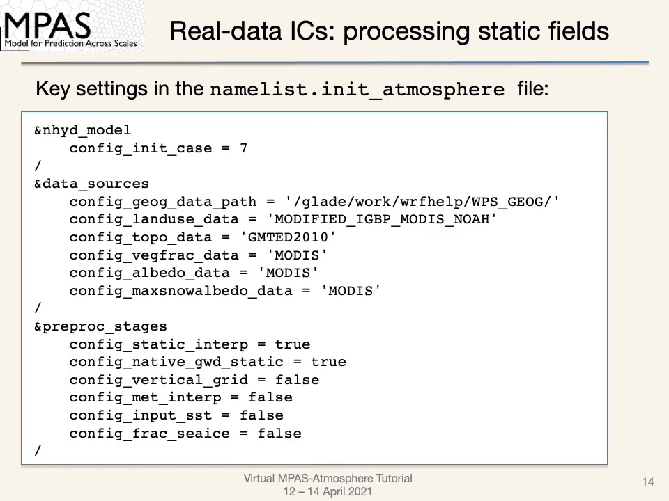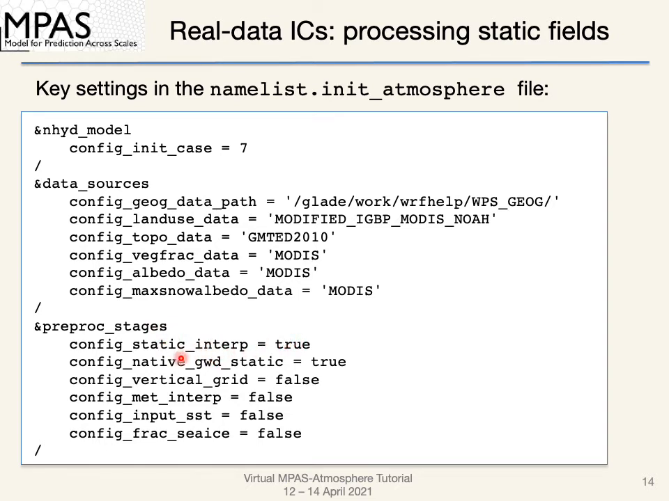So here on this slide, what we're looking at are the key settings that you need to provide in the namelist.init_atmosphere file when you want to process these static or time invariant terrestrial fields. So the first thing that you want to do is to set config_init_case to 7. If you recall from a few slides back, 7 means we're creating real-data initial conditions. And down in this preprocessing stages namelist, you want to set config_static_interp to true.